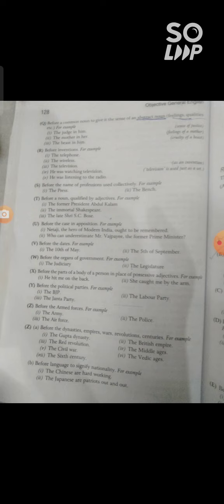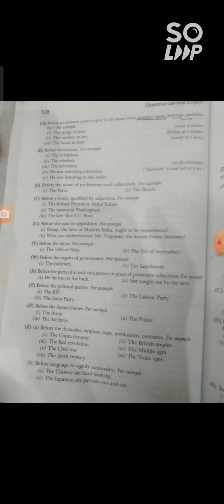Next, before nouns in opposition: Netaji, the hero of modern India. Noun case in opposition we use it like this. Who can underestimate Mr. Vajpayee, the former prime minister? Next, before dates: the 10th of May, the 5th of September, the 15th of August. When you say the date and month in this way, then we use the. Very important, you should keep this in mind.